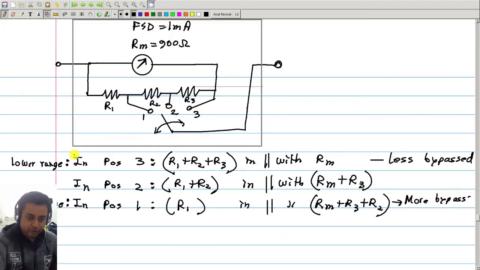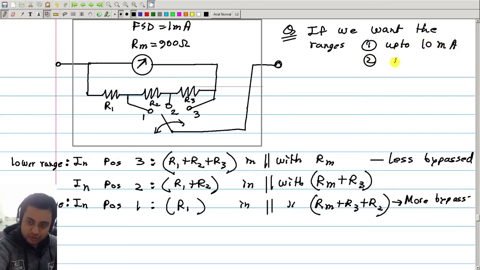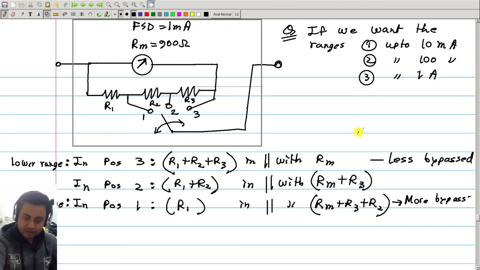Now I have given you the values of meter resistance and full scale deflection current, and I can ask you the question: if we want the ranges up to 10 milliampere, then up to 100 milliampere, and up to 1000 milliampere or 1 ampere, then what should be the values of these three resistances, R1, R2 and R3?